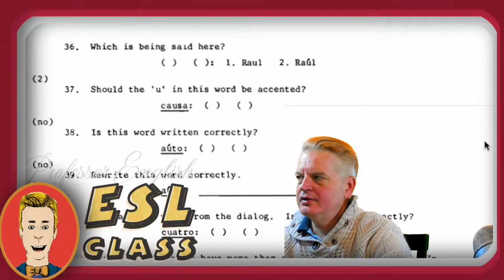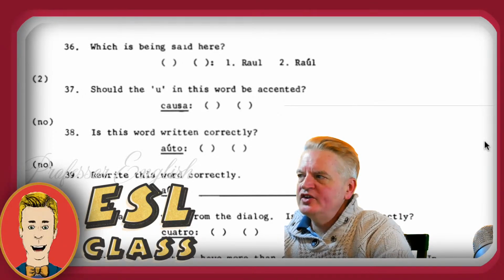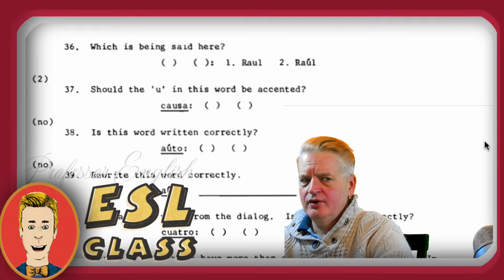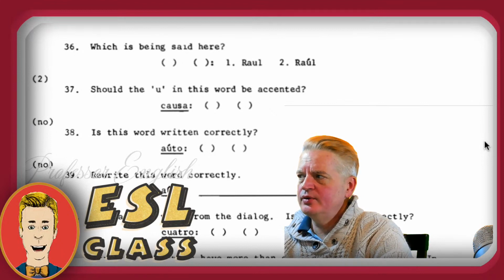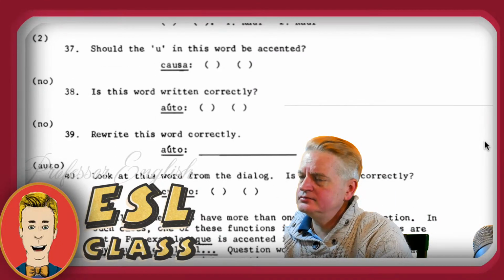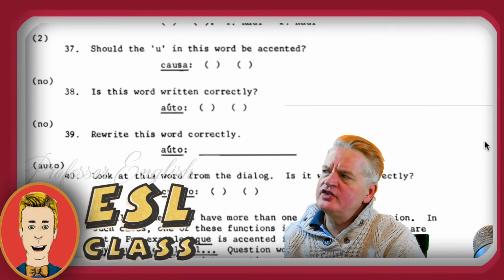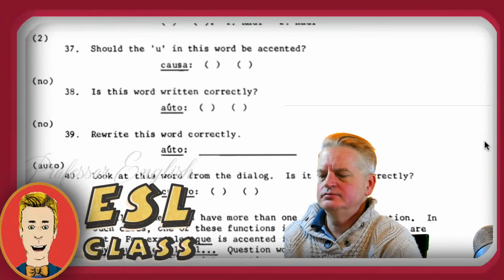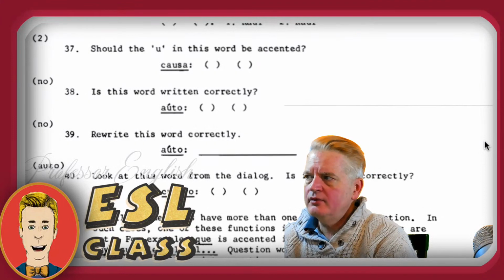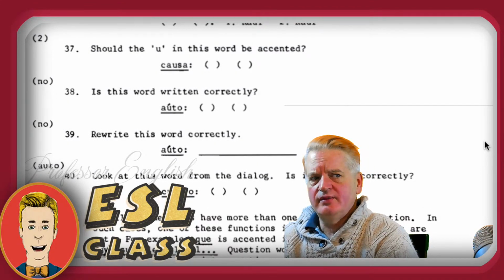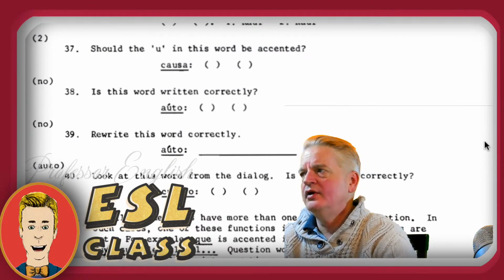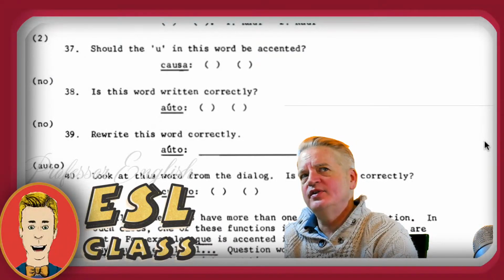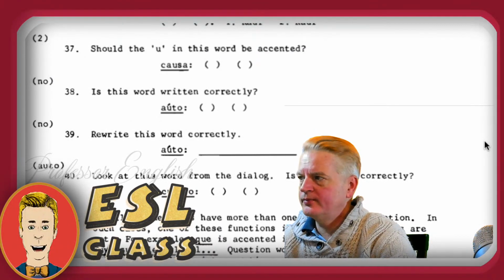Number 36. Which is being said here? Raúl. Number 37. Should the U in this word be accented? Causa. No, it shouldn't. If it were accented, I guess it would sound like causa.